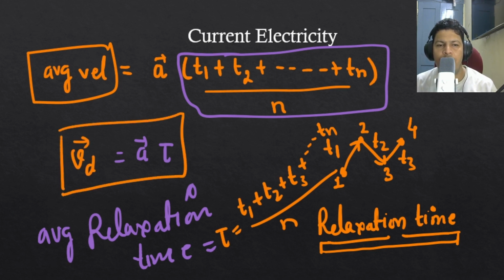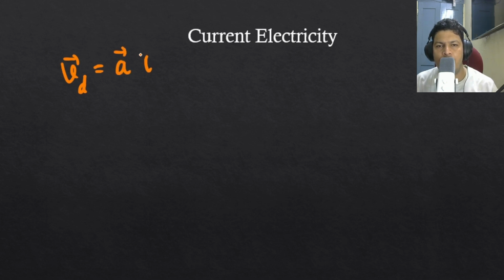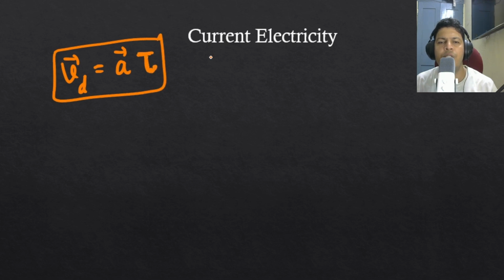So simply, the final formula we have for drift velocity will be the acceleration of the electron times the average relaxation time. So this is tau, the average of relaxation time. This equation is very important. The formula is very important. Now let's elaborate this formula.